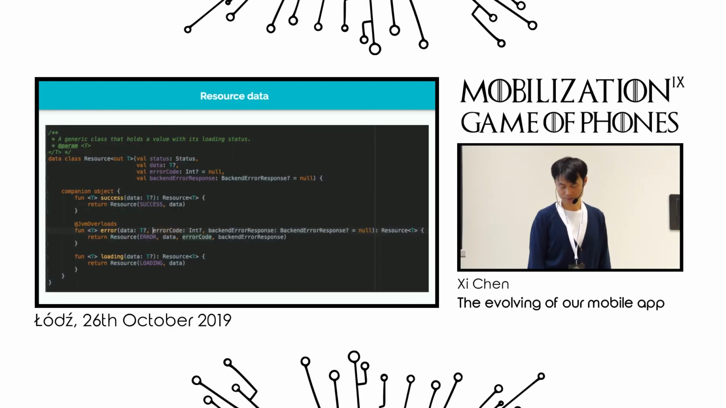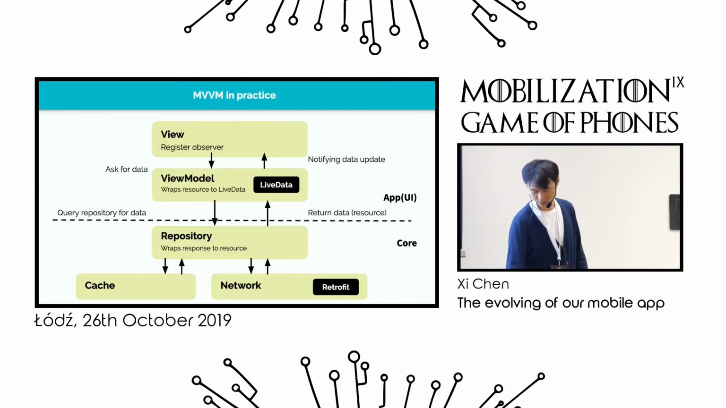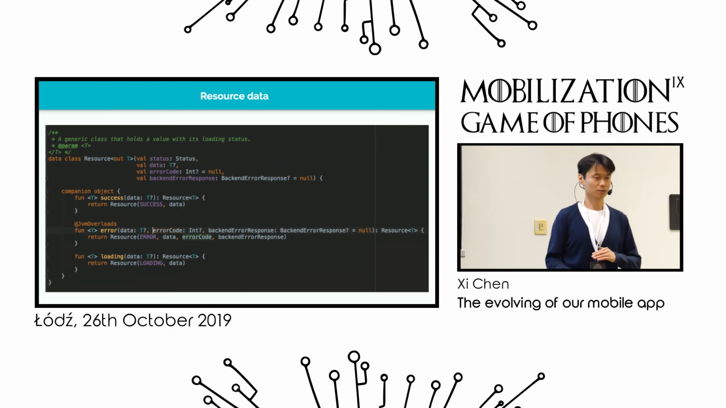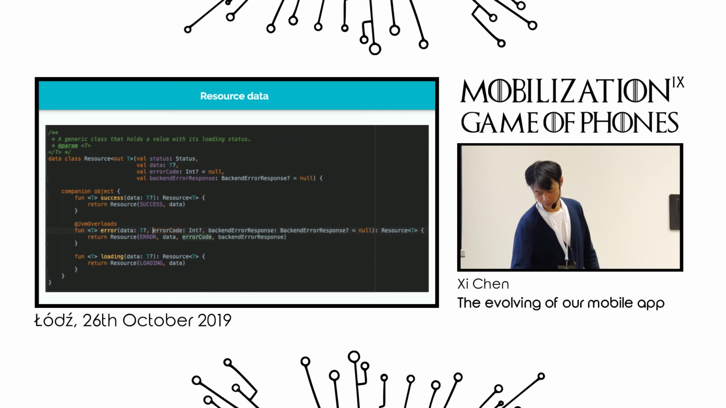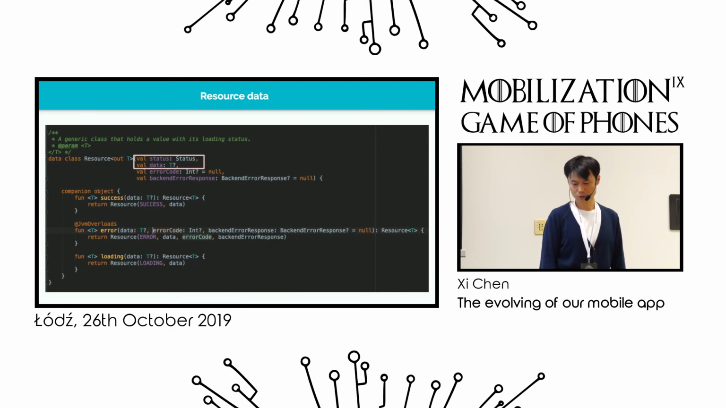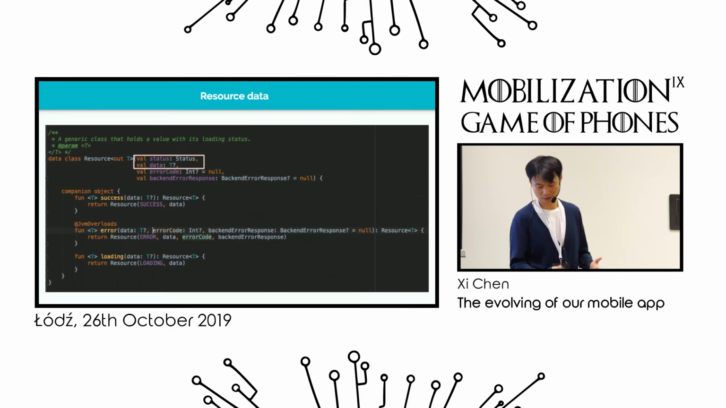In practice, this is the Resource. The Resource mentioned on this slide is this one. So we don't want to directly pass the data from the response all the way up to the view. We want to wrap it. So we use this generic class, because we want to tell the view the state of the data. Not only the data, but the state of the data.